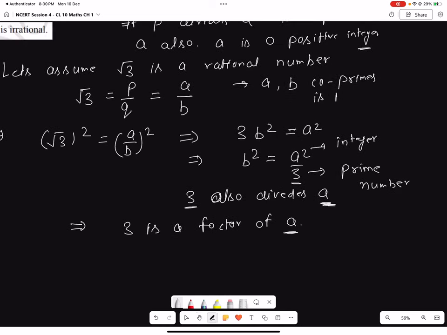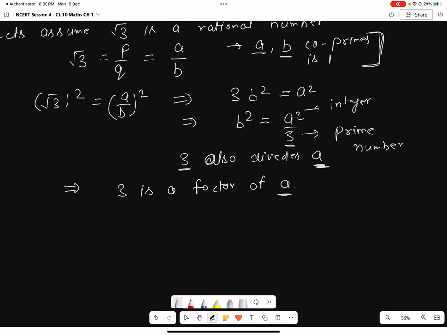Now we only need to prove that 3 is a factor of A. We also need to prove that 3 is a factor of B. That means they will have a common factor of 3, and that will contradict our initial assumption here. So what we'll do next: if 3 is a factor of A, then we can write A equals 3C.